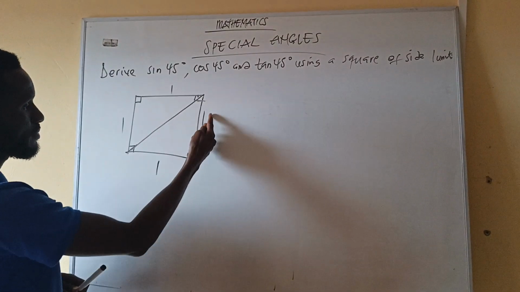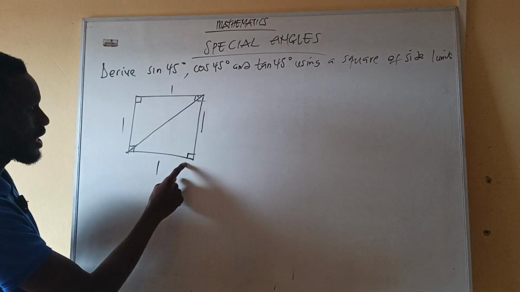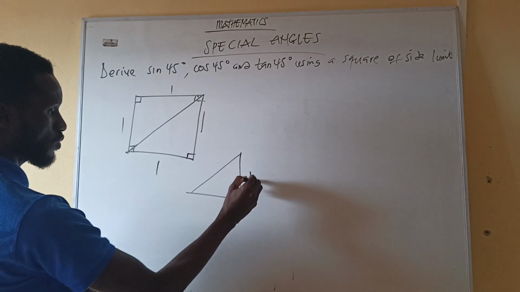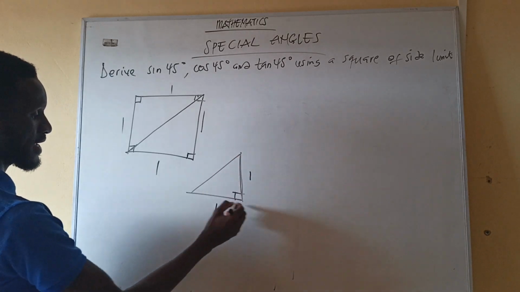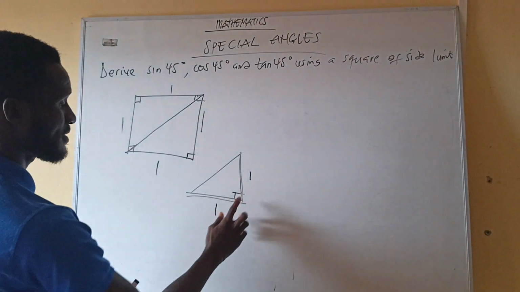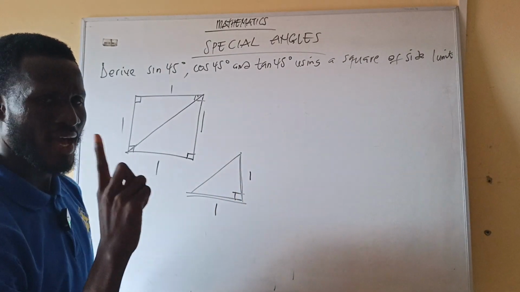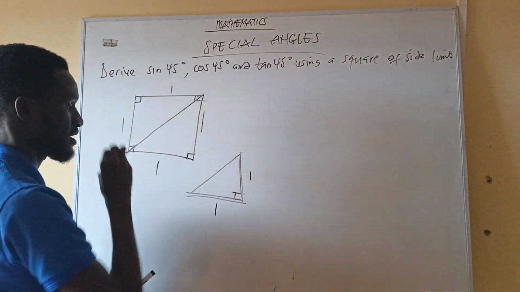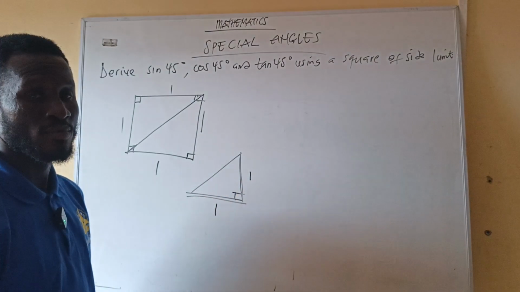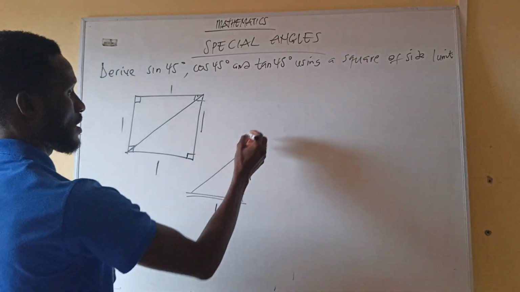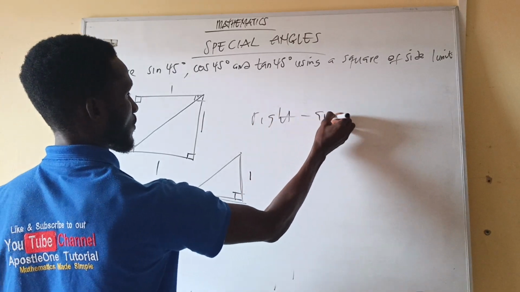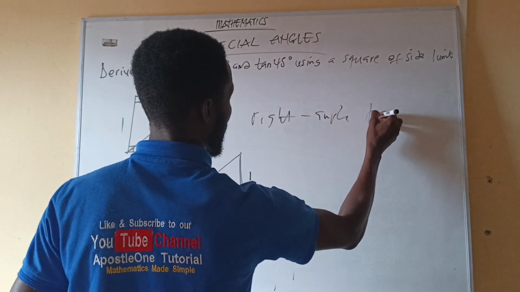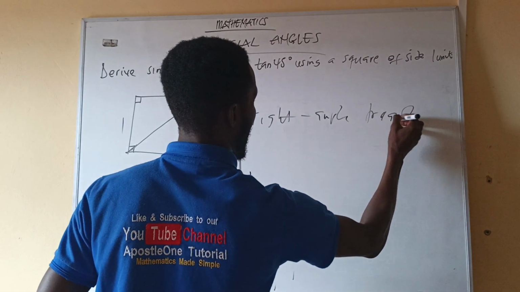Now, this side is 1, this side is 1. Since this side and this side are equal, we can guess the particular type of triangle when we consider this, or even this. This type of triangle becomes a right angle triangle. This one becomes a right angle, so the whole triangle becomes a right angle triangle.